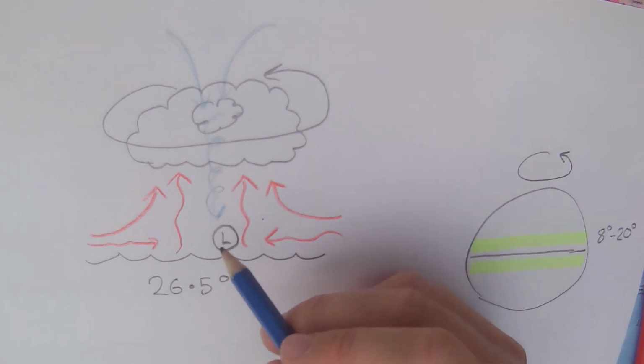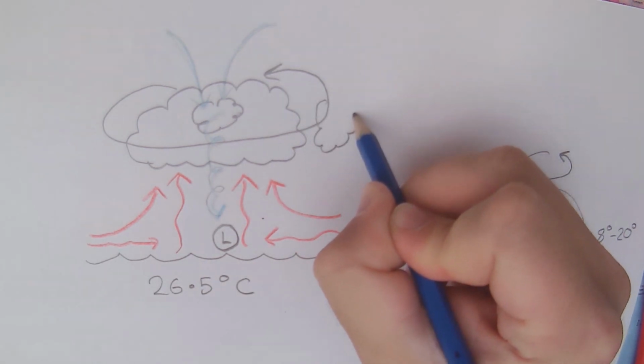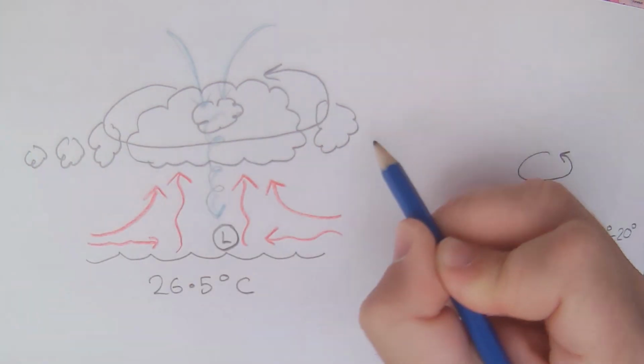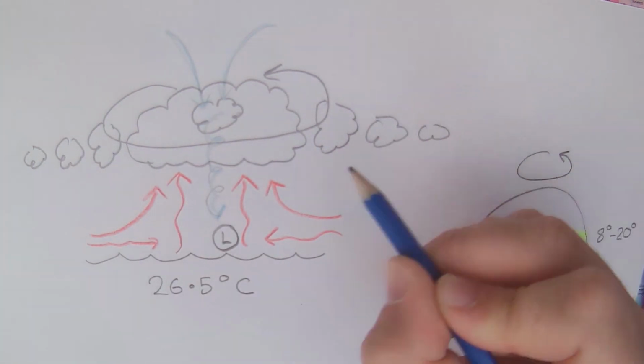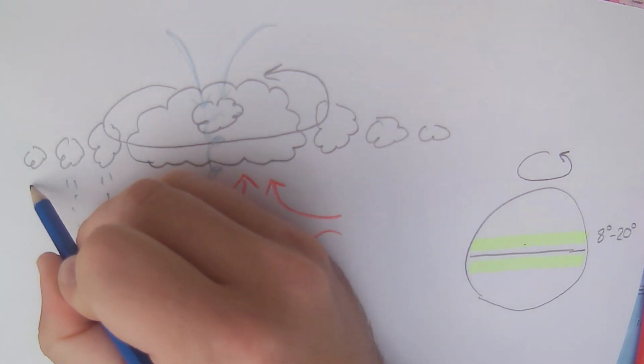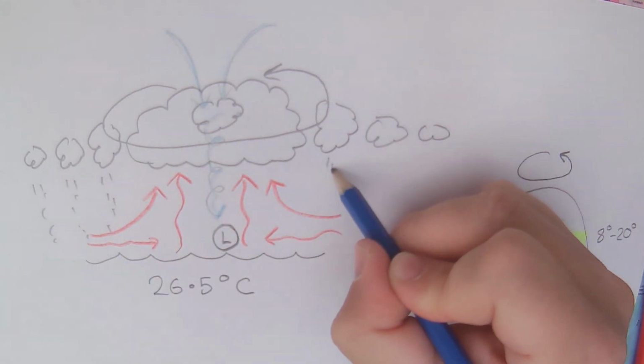As this process continues, the clouds become bigger and bigger, and we get more clouds building up on the sides in bands. These are where the rain is being released, and we call these patches of rain bands.